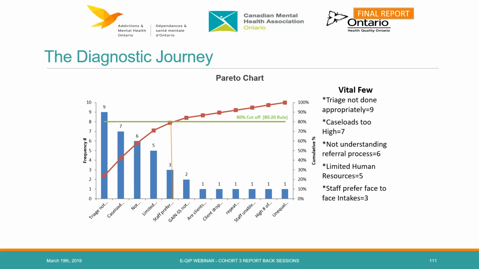So this is a look at our Pareto chart. Our vital few are that triage is not done appropriately, caseloads are too high, and not understanding the referral process, both internally and externally. Limited human resources, and staff prefer face-to-face intakes. And again, as another team has mentioned, we don't have a high response for these, but nonetheless, these are the vital few that came out. Next slide, please.